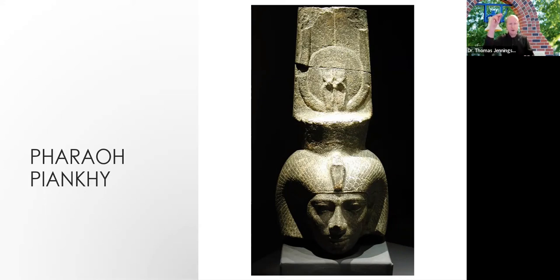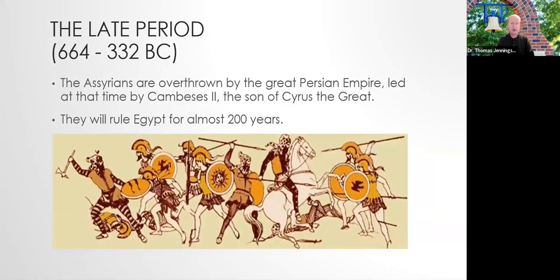So you have conquest after conquest after conquest. Egyptian culture stayed intact. They still believe in their gods and their mummies and everything, but you had outside powers acting as pharaoh. And the Assyrians get replaced in the late period, 664 to 332 BC. This is the period they're conquered by the great Persian Empire, the same one that you see in the movie 300 that tried to kill the Spartans at Thermopylae.